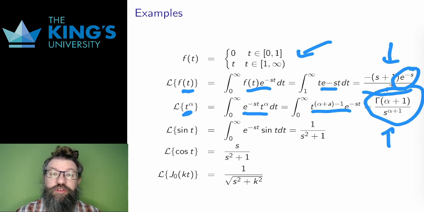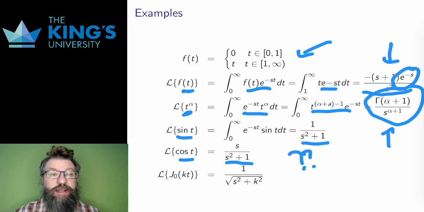Here are the transforms of sine and cosine. Like the exponential, these are surprisingly changed into completely different kinds of functions again. They become rational functions. And this is again very odd.